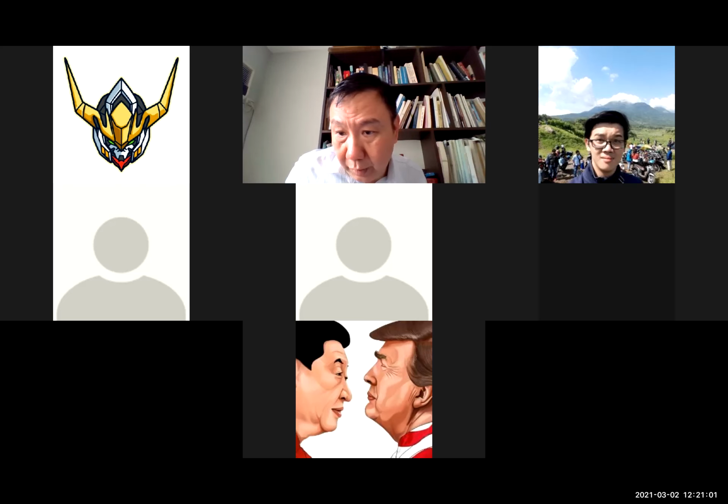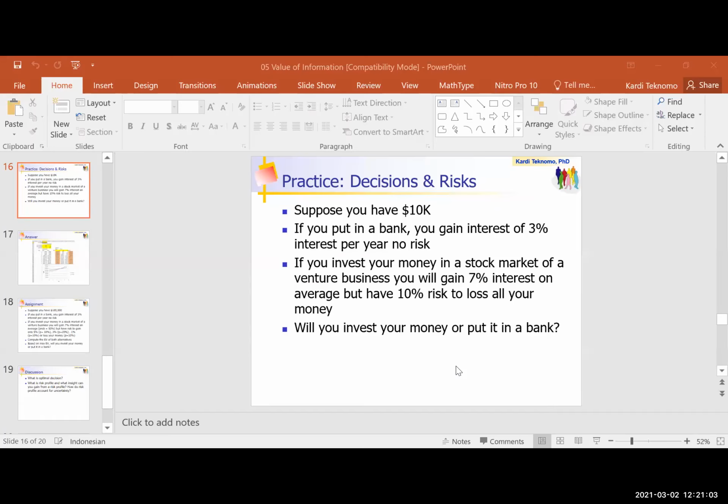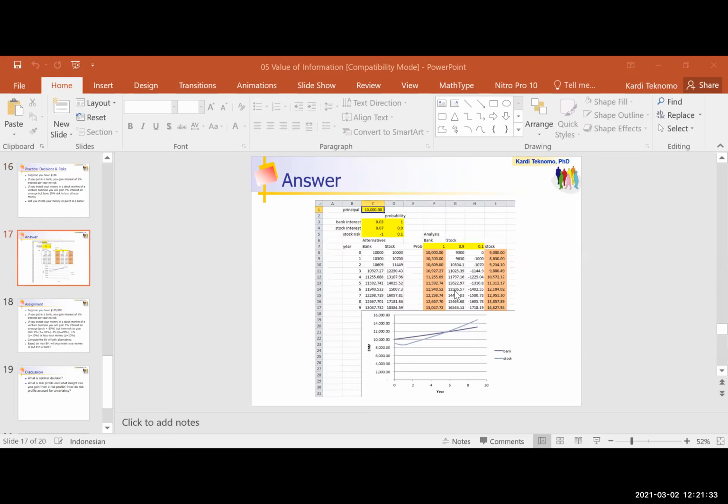If you want, you can read on your own. So this is just a practice. Suppose you have $10K. It is say 150 million rupiah. So if you put it in the bank, you get interest of 3% with no risk. Say you have a time deposit. If you invest in the stock market with a venture business, you get 7% on average, and 10% you lose all your money. So the question is, will you invest your money in the bank or in the stock?